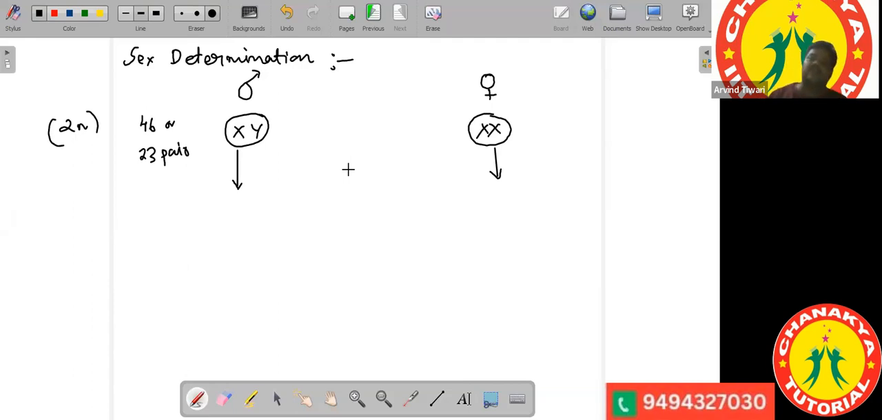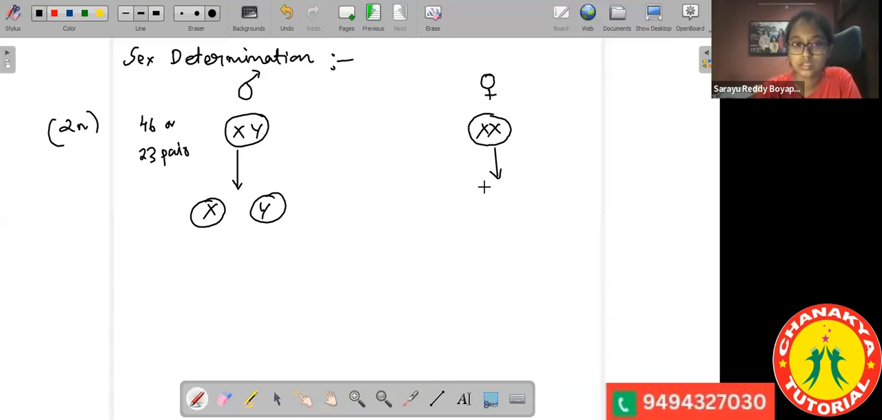So the gametes which will be formed, in the case of male, there will be two types of gametes. There will be an X type of gamete and there will be a Y type of gamete. These are the two types of gametes formed in the male. In the female, how many types of gametes will be there?